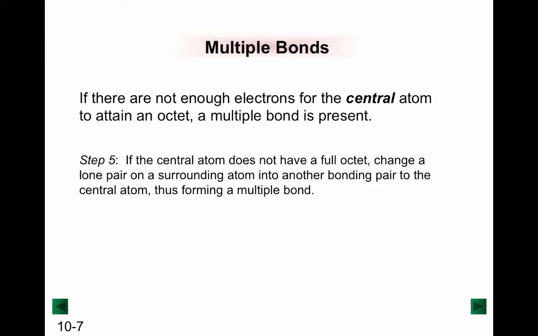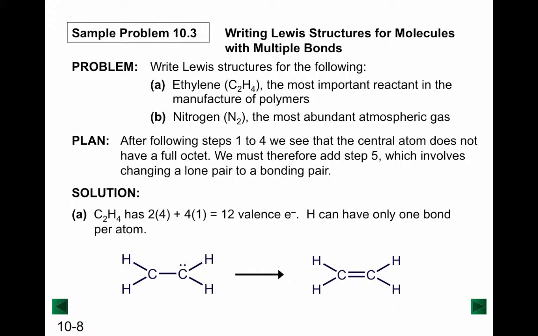So let's do an example where we need to use multiple bonds in order to give the central atom a full octet of electrons. In this sample problem, we are asked to write Lewis structures for ethylene, which has the chemical formula C2H4, and nitrogen gas, which is N2. What is our plan? We need to follow steps 1 through 4 in order to see if the central atom has a full octet or not. If it does, we are all set. If it does not, we need to use step 5.